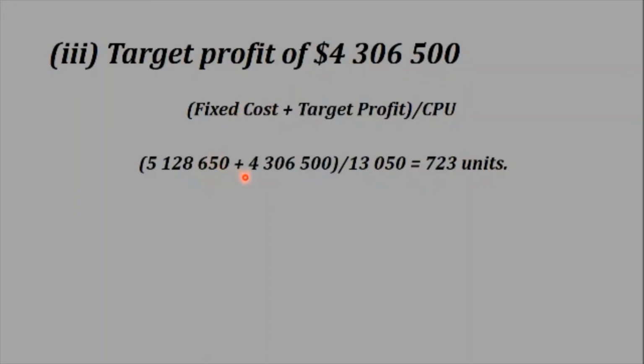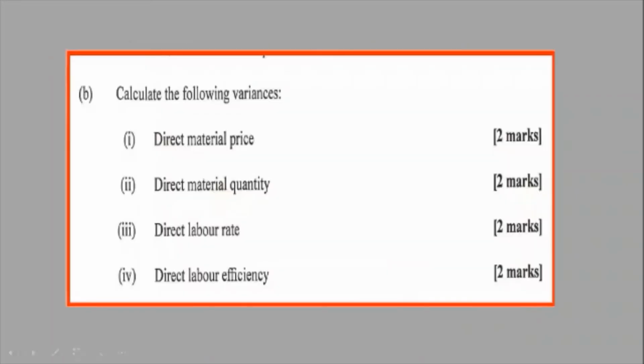Okay, so any target that you want to set, you just take it and add it on to the fixed cost and you divide it by the contribution per unit and you will get the target. Part B.